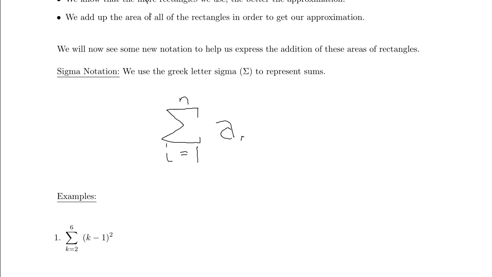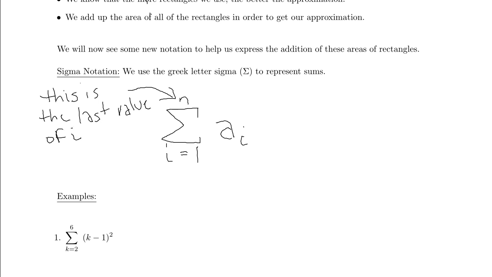I'm going to put a little a sub i here. On the top, this n that's on top of my sigma letter is telling us the last value that I will take. So this is the last value of i.